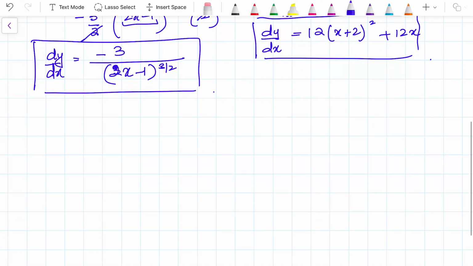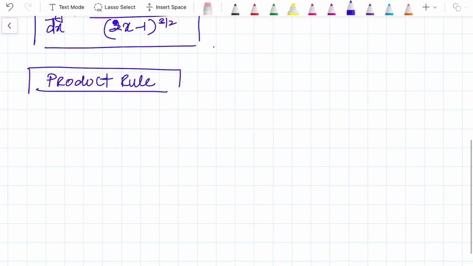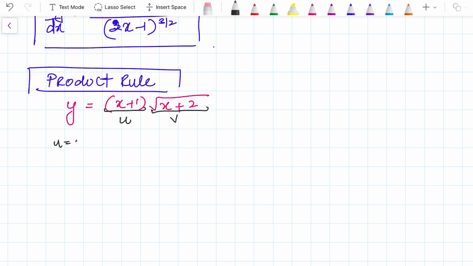Now, let's move on to the product rule. Now, product rule is something new which you haven't done before. If you've done O-level add math, then it's an old thing for you. So let's suppose y is equal to x plus 1 and under root x plus 2. These are two expressions which cannot be multiplied together. So what we say, this is u and this is v. U is x plus 1 and v is under root x plus 2, which is x plus 2 to the power half.